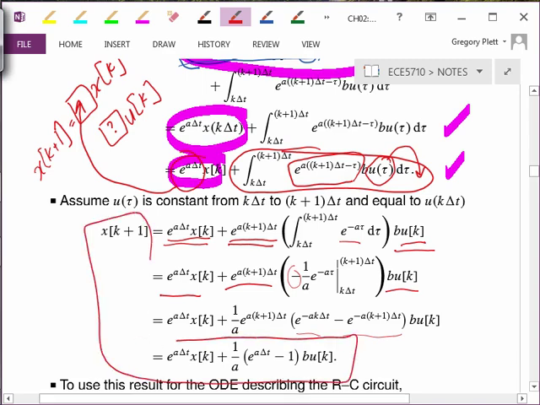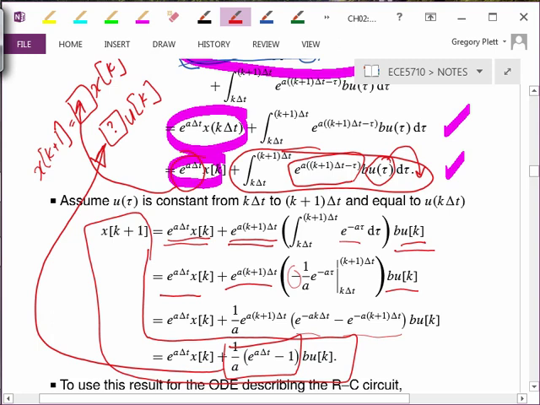x of k plus 1 equals e to the a delta t times x of k plus 1 over a times (e to the a delta t minus 1) times b times u of k. I've now figured out what goes inside that second box. That goes inside of this box.